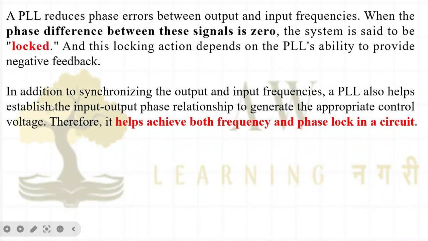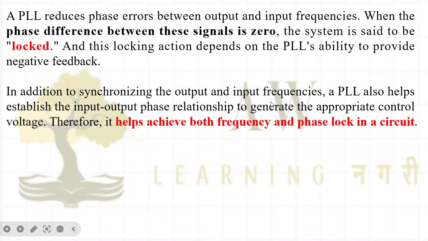So in addition to synchronizing the output and the input frequencies, a PLL also helps to establish the input output phase relationship to generate the appropriate control voltage. So what the control voltage is and all we will see. Therefore it helps to achieve both frequency and phase lock in the circuit.